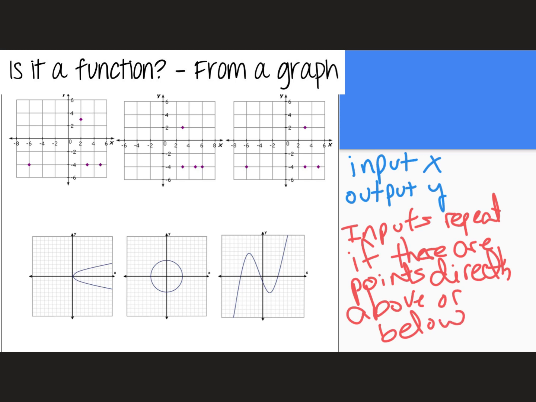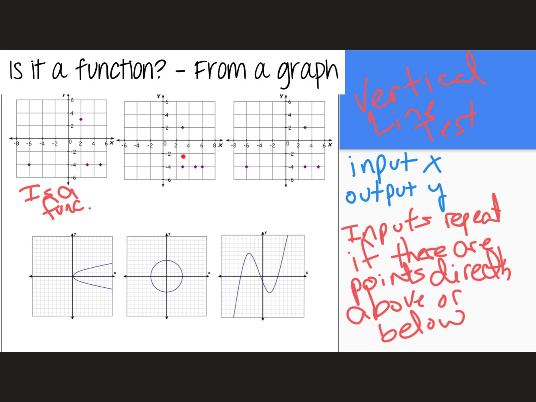So we use something called the vertical line test. That means if I had a vertical line, would it ever touch any points on my graph more than once? So if I come here and I want to go over the vertical line, I see there's no points directly above and below this point, nothing directly above and below this point, nothing directly above and below that point, nothing directly above and below that point. That means that one is a function. Let's look at the next one.